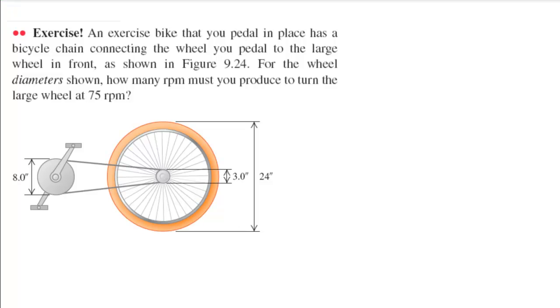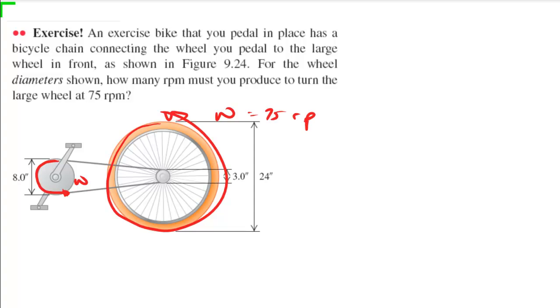Okay, in this exercise, we have an exercise bicycle, or just even a regular bicycle, and we're pedaling it, and we want to know how quickly we need to pedal, how quickly this needs to go around here, so like a rotational speed, in order for this bike to rotate at 75 RPMs, right? So this omega is equal to 75 RPMs. And we want to know how quickly we need to spin here. So this is the question.